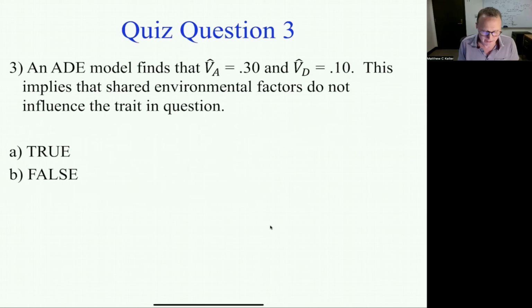Quiz question 3. In an ADE model, we find that VA hat is 0.3, VD hat is 0.1. This implies that shared environmental factors do not influence the trait in question. Let's pause the video. Okay, welcome back. This is clearly false, right? It's the point of this lecture, really, that just because we're making an assumption doesn't mean that the assumption is true.